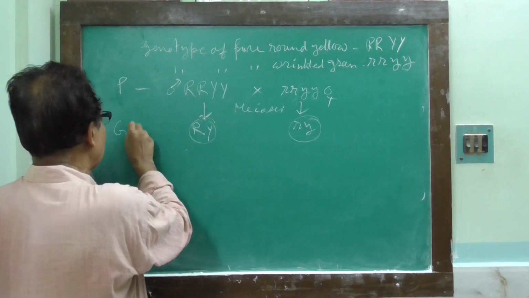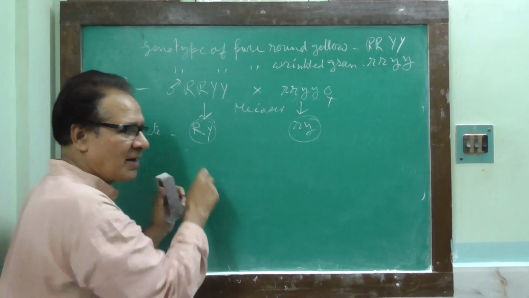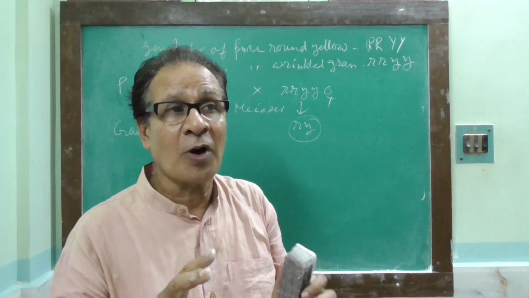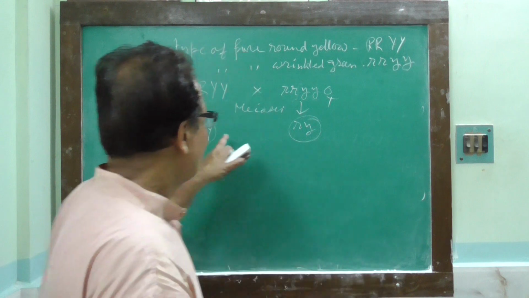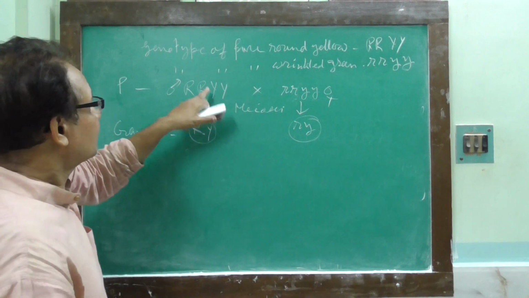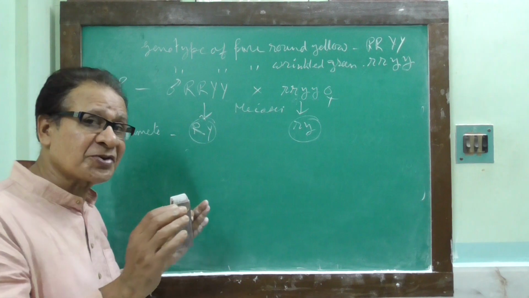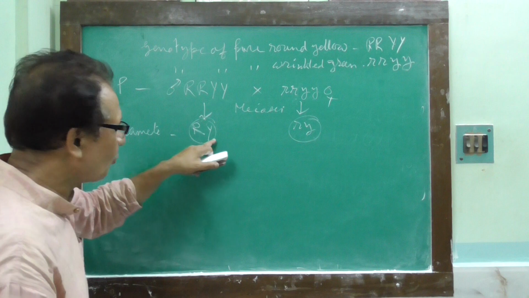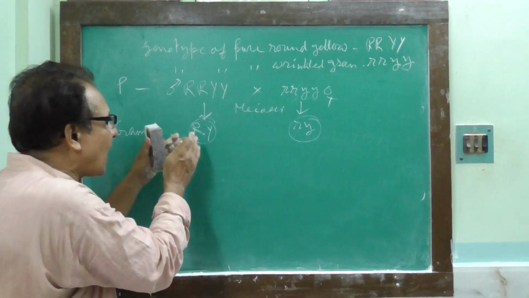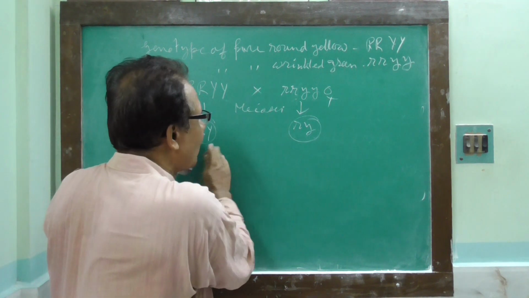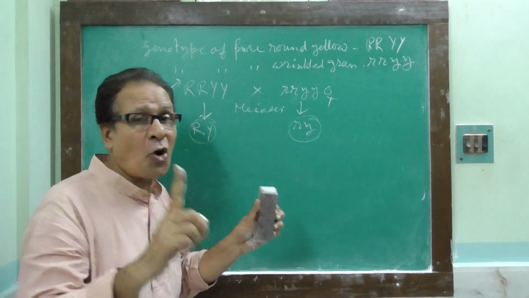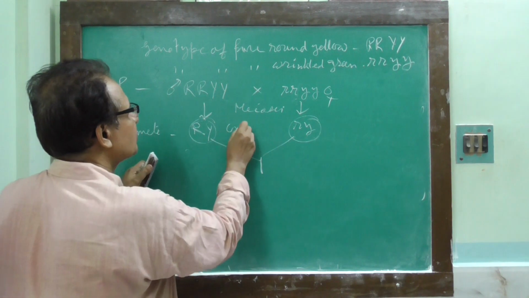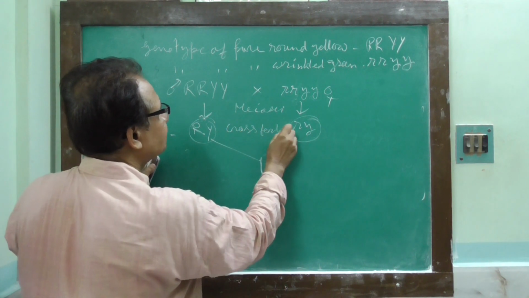In reality, gametes are not just one or two. You know, during meiosis, one cell divides to form four haploid cells. Here also, from this cell, four haploid cells are formed. Each gamete bears the R and Y type. Here we write only the type, RY type, small r, small y type, not one. Now the cross, fertilization.